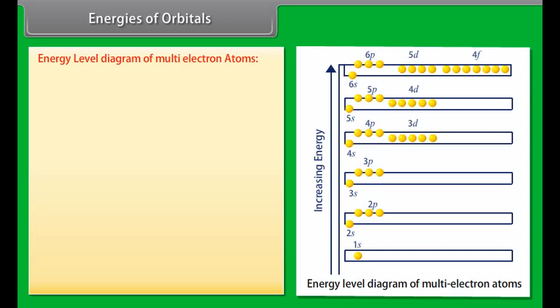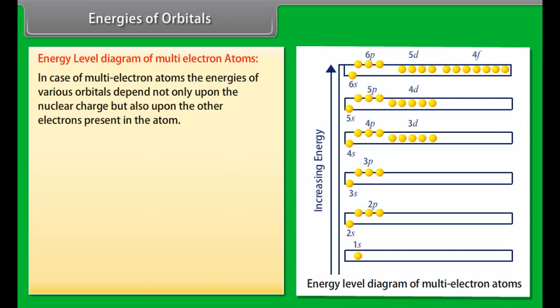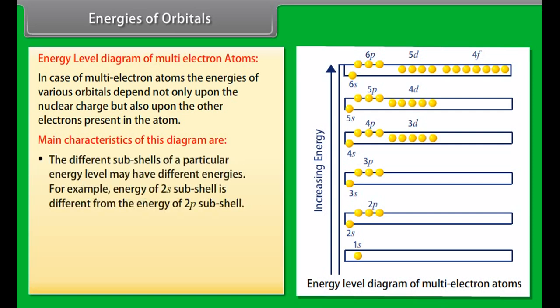Energy level diagram of multi-electron atoms. In the case of multi-electron atoms, the energies of various orbitals depend not only upon the nuclear charge but also upon the other electrons present in the atom. The main characteristics of this diagram are: number 1, the different subshells of a particular energy level may have different energies.